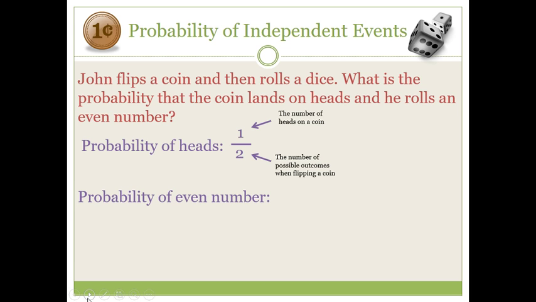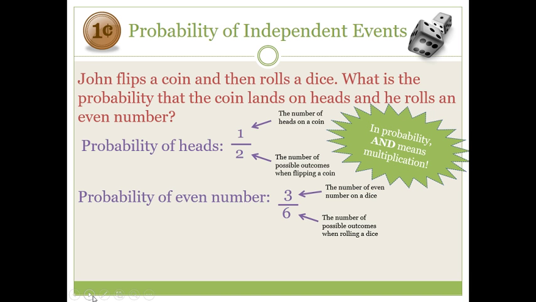Now let's talk about what the probability of rolling an even number on the die is. If I count how many even numbers there are on the dice, we see that there are the numbers 2, 4, and 6. That is the number of even numbers on the dice. We know that there are a total number of 6 sides on the dice, so the number of possible outcomes when rolling the dice is 6. So the probability of rolling an even number is 3 out of 6, or 1/2.